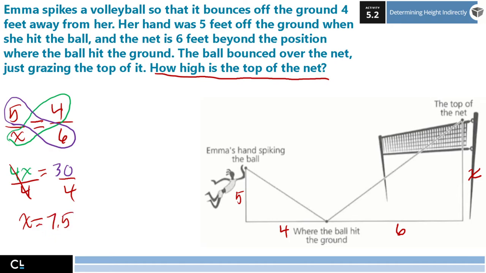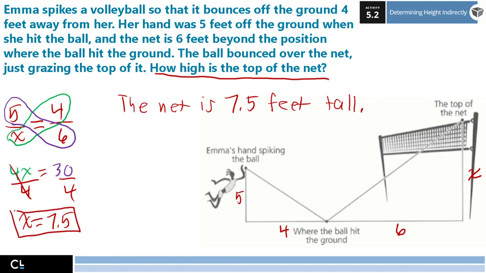So now we have to ask ourselves, what does that 7.5 mean in this context? What it means is the net is 7.5 feet tall. Boom. And we answered our question. You're just using the same situations. We just answer the questions that are technically real life scenarios.